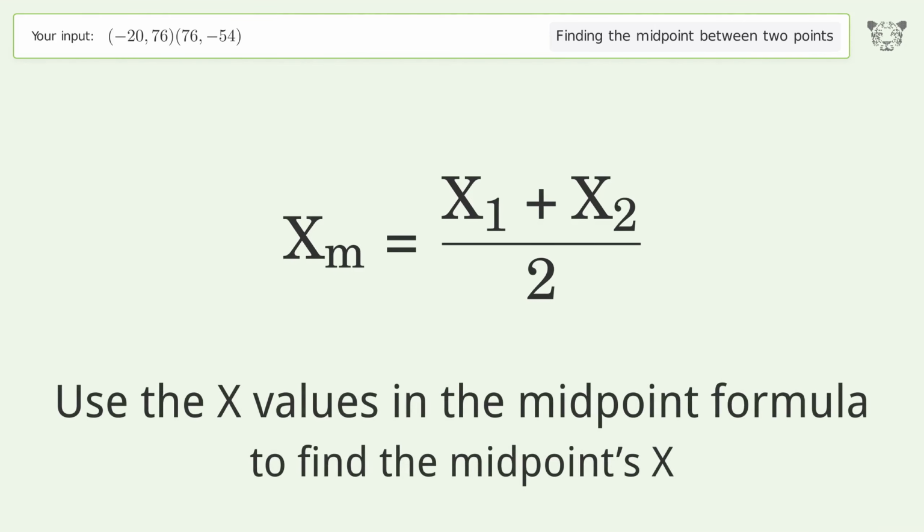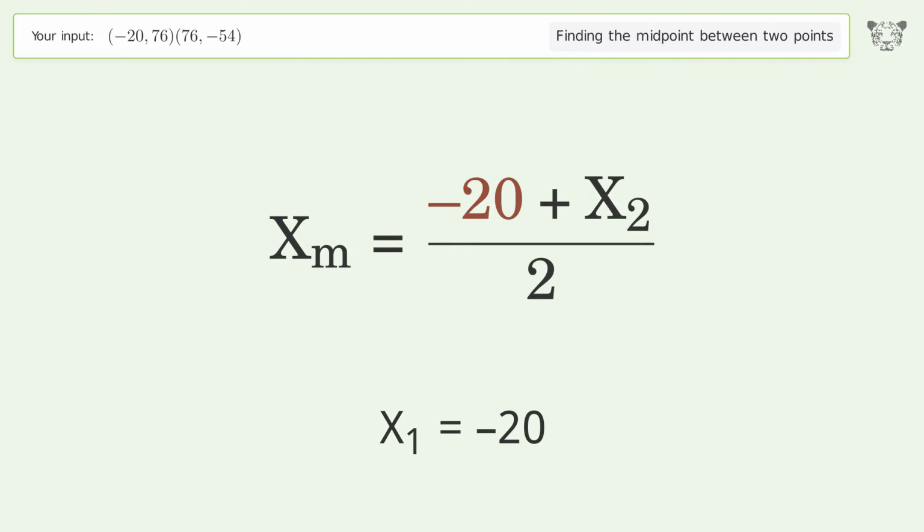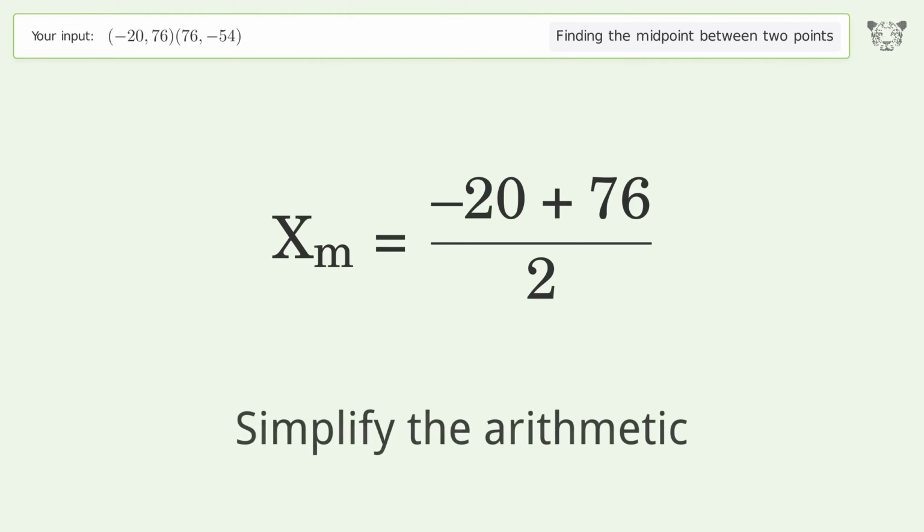Use the x values in the midpoint formula to find the midpoints x. x1 equals -20. x2 equals 76. Simplify the arithmetic.